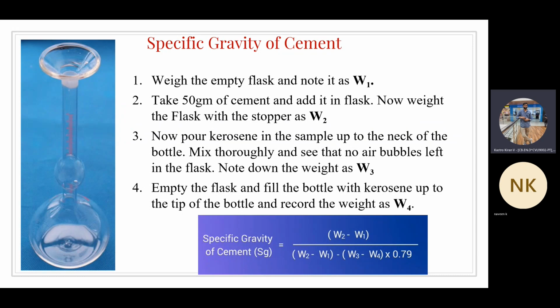But the typical range is 3.12 to 3.15. So these are the different tests that you can perform in the laboratory on cement.